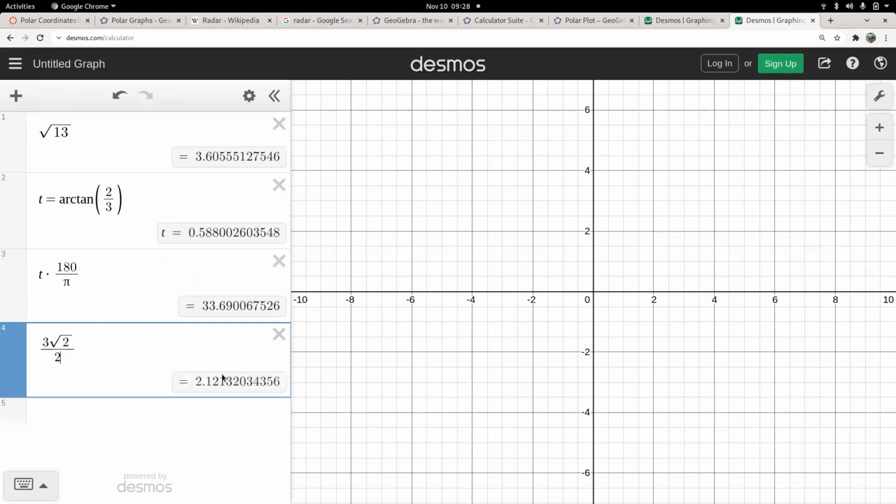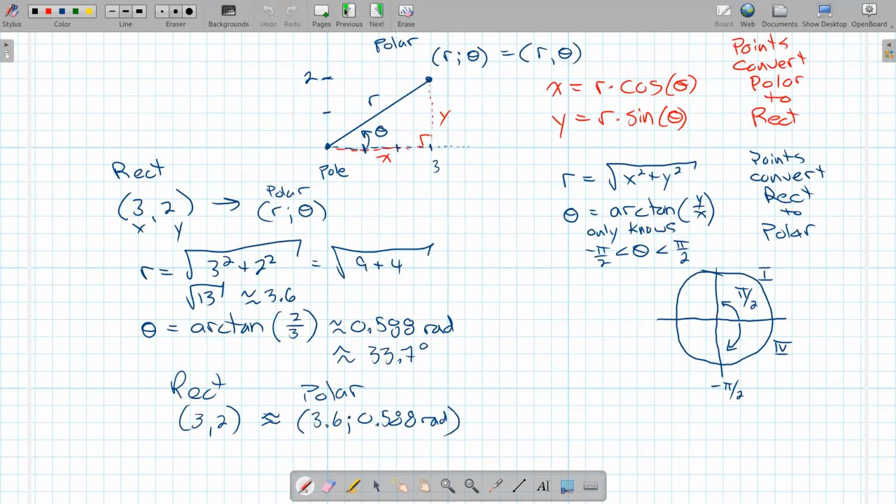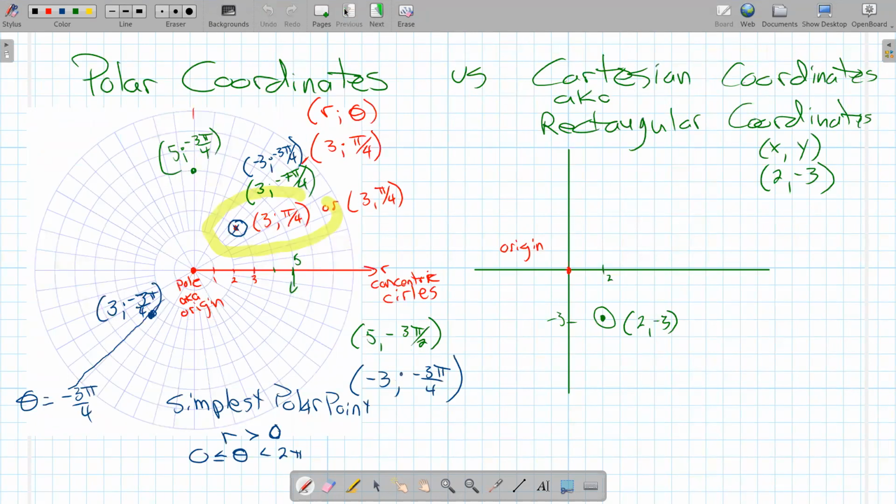So I'm getting it's a little bigger than 2, 2.12. So let's look back at the sketch, see if that seems reasonable. So I think this point in rectangular is approximately 2.12, comma 2.12 for x and y. And in the picture, if we were to trace this point right here straight down, you can see it is just a little bit bigger than 2 there. So that seems reasonable.